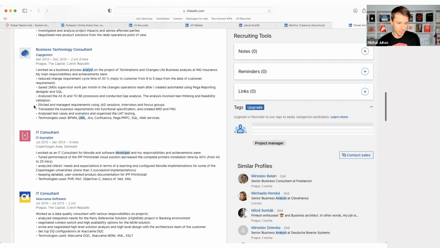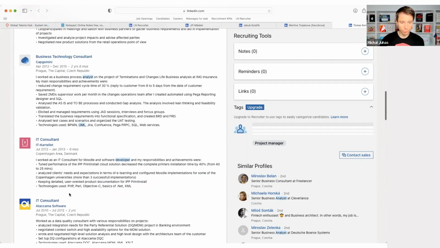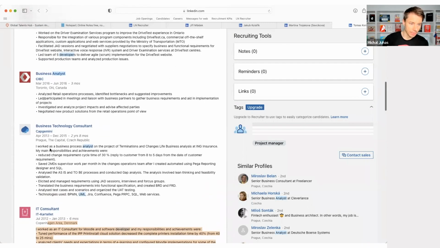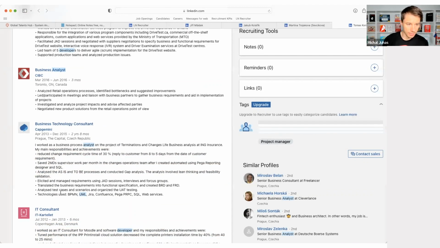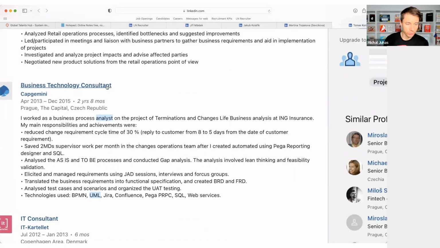So with this in mind, this looks like a good profile, because look at this. He has experience with software development, data engineering, so he knows the technical process. And then in 2013, he shifted to analysis. You can see the title Business Technology Consultant, but still he was using BPMN, UML.